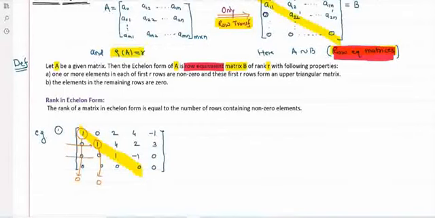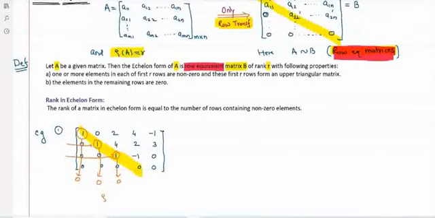Next, the third non-zero element, and the left side of it must also be all 0. The elements below that are all equal to 0. Now for the next row, there are no non-zero elements. So this is in the echelon form.